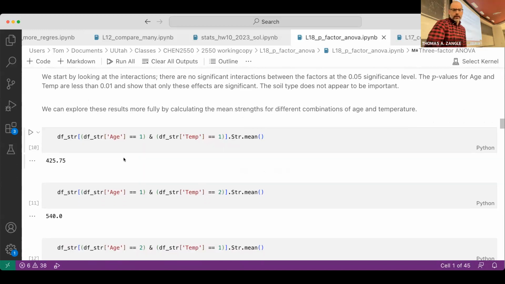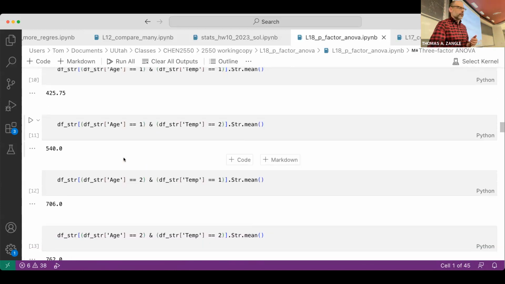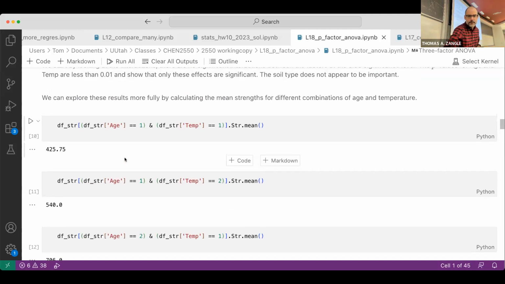We can take this data and slice it and look at the averages for different conditions. It's asking the question: if we hold one thing constant, what does the average output look like? That can give us some insight into what's happening here. If we think back to the expressions we had for those alpha i's and beta j's in two-factor ANOVA, it's actually related to exactly what we're doing when we're trying to figure out the sensitivity to each of these parameters. For example, we can look at the mean strengths for different combinations of age and temperature.